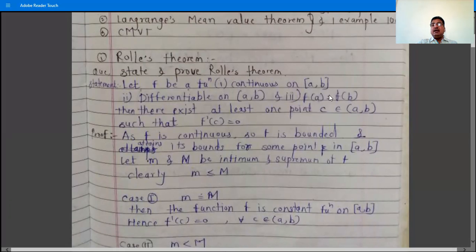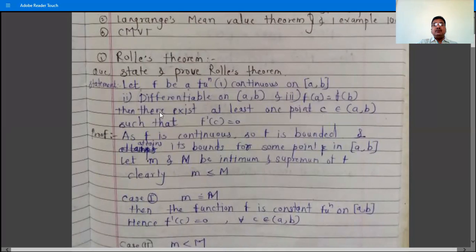So in between a and b, there exists at least one point c such that the derivative at that point is 0. This happens if the function satisfies these three conditions: continuous on the closed interval [a, b], differentiable on the interval (a, b), and the third condition is f(a) is equal to f(b). Then there exists at least one point c in the open interval (a, b) such that f'(c) is equal to 0. So this is the statement of the theorem.